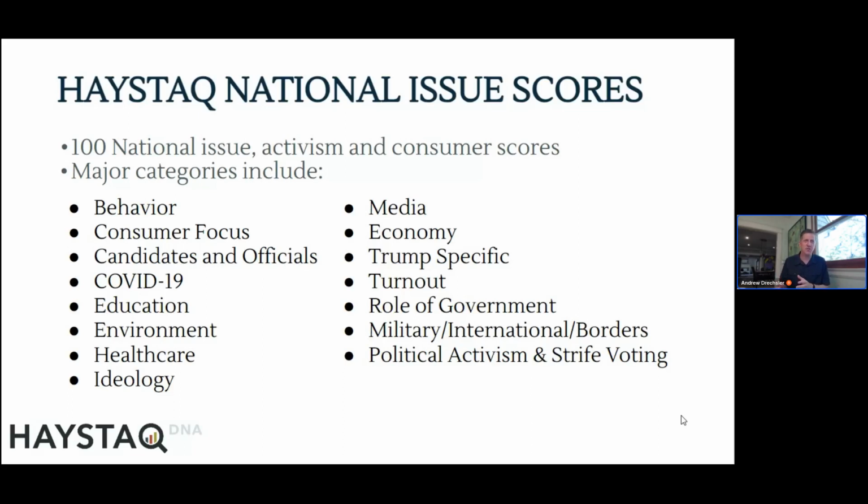What we have are off-the-shelf scores. On the voter file right now, 214 million Americans, we have over 100 different issue scores. Each individual voter on there has a score for behavior, for hundreds of different issue models, whether they're activists, turnout, behavior being turnout score. We have some consumer focus, candidate support. We have Trump v. Biden, Trump v. Biden v. RFK. We have some COVID-19 scores, education, environment, healthcare. We have everything from ACA supporter to abortion rights. So we have hundreds of scores, and these can be purchased for as little as $500 for your organization.